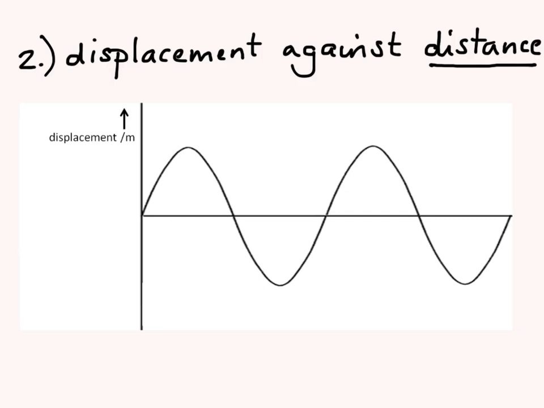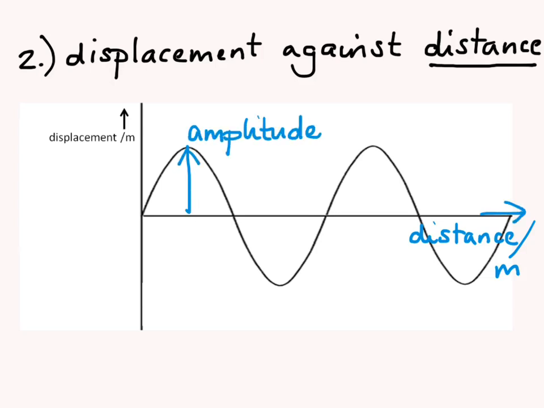Displacement against distance is the other way of plotting. So we've got distance on the x-axis this time, measured in meters because it's an SI unit. The amplitude is still the same, it's the maximum distance from the equilibrium position to away from the equilibrium position.